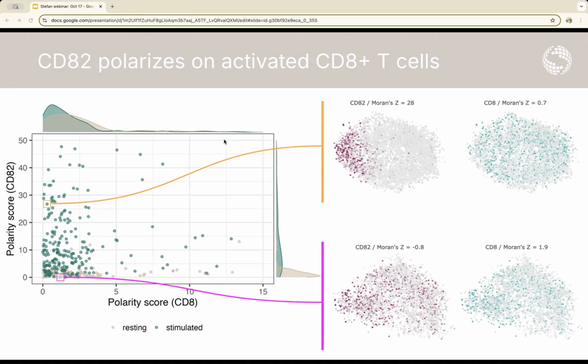And what we see on the right here is the representation of these cells. If we look at the cell from the activated group, we can see that the CD82 protein is very much polarized to and clustered in one end of the cell here. If we change and just color the nodes in this cell graph based on the abundance of CD8, then we see that this marker is distributed uniformly on the cell surface. So there's no polarization pattern. And then we're switching to the resting cell, where we see both CD8 and CD82 not showing any distinct polarization.